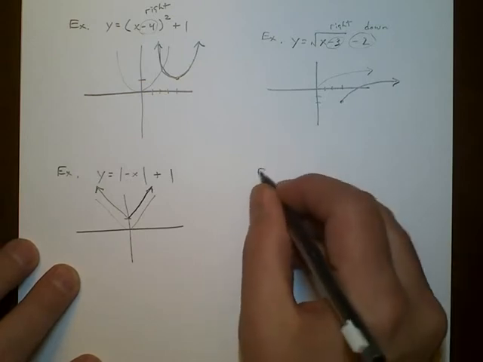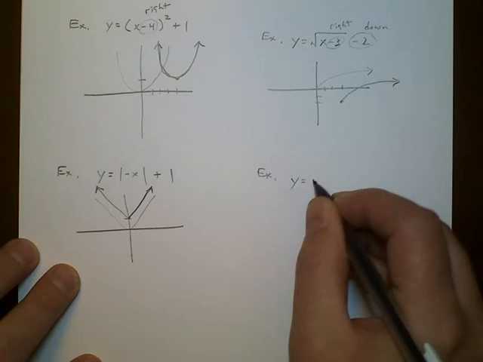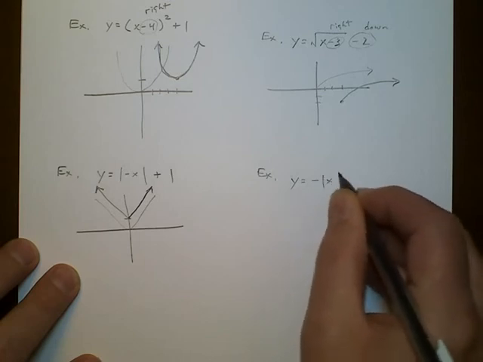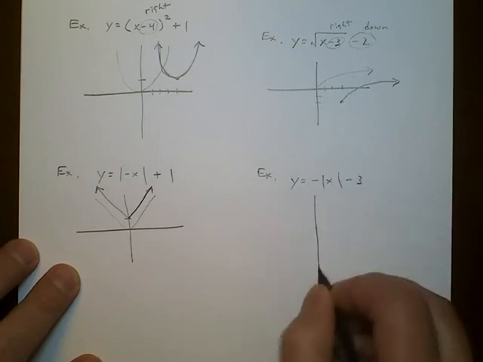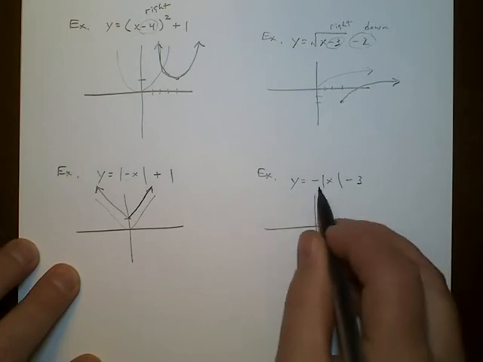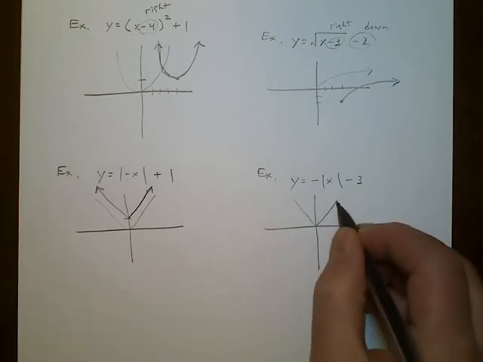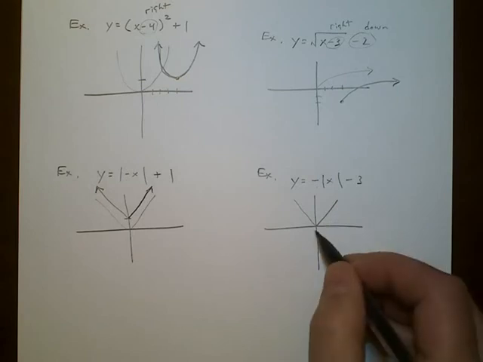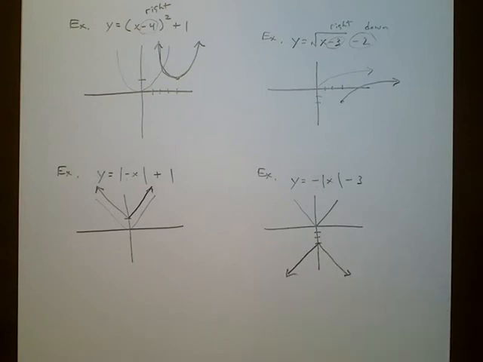Okay. And next, if we had y equals the opposite of the absolute value of x minus 3, now our negative sign is external, so we're going to take our V-shaped graph, reflect it over the x-axis, meaning it's going to go downward, and move it down 3. So it will look like that.